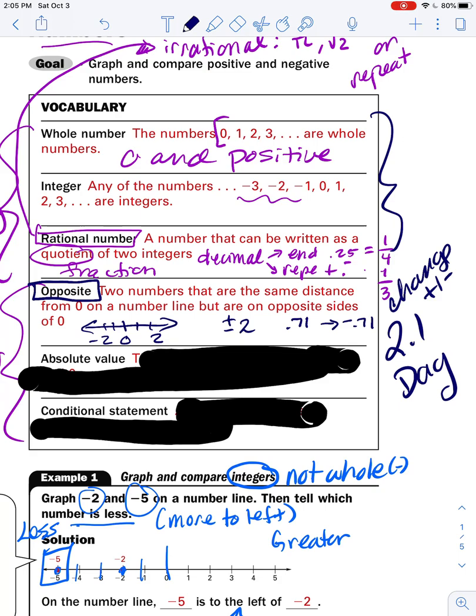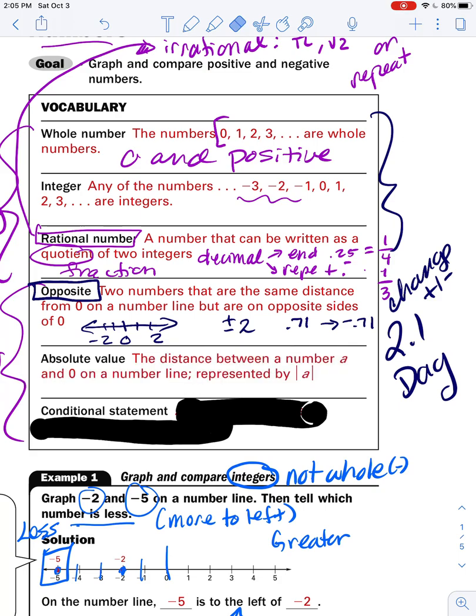Okay, absolute value. You might have seen this before, possibly not. Absolute value is going to be these bars. And if you see the absolute value around a number, it's asking the distance between that number and zero. So it's asking how far away from zero are you? Even if you are 2, you're going to say you're 2 away. But even if you are -2, those bars are asking how far away from zero are you? And -2 is also 2 units.